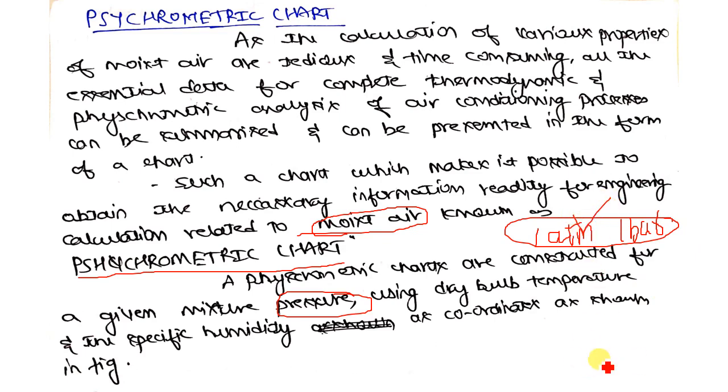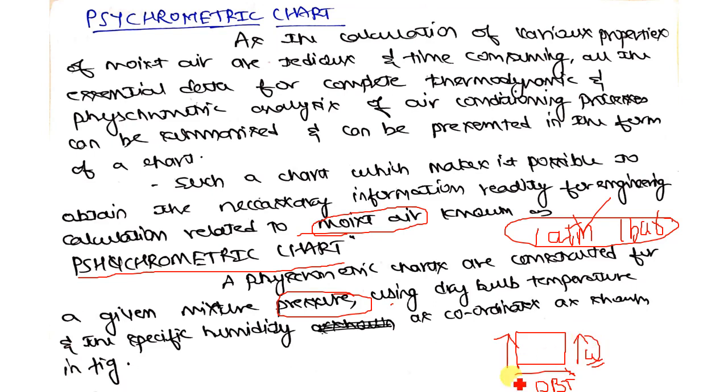It is constructed using the dry bulb temperature as one of the coordinates. What are the coordinates of this chart? If there is a chart, definitely there must be some coordinates, like x and y coordinates. In this chart also we have two coordinates. One coordinate is the dry bulb temperature, and the other coordinate is omega. What is omega? Omega is nothing but your specific humidity, correct? These two are the coordinates of your psychometric chart.